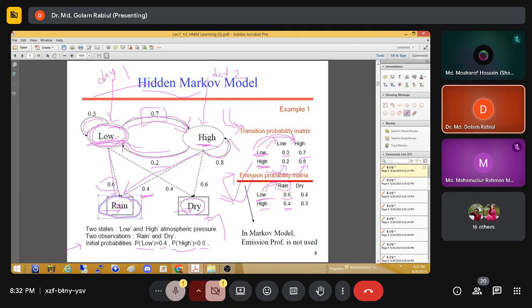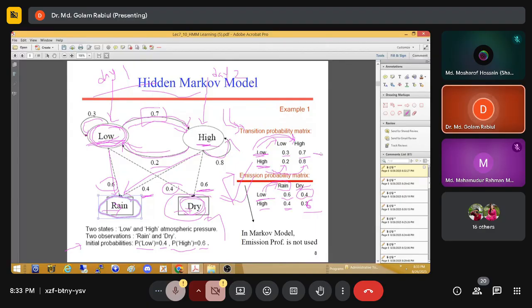The probability of a dry day on low atmospheric pressure is 0.4. Then the probability of dry on high atmospheric pressure is 0.6. It should be 0.6. So this is called the emission probability.